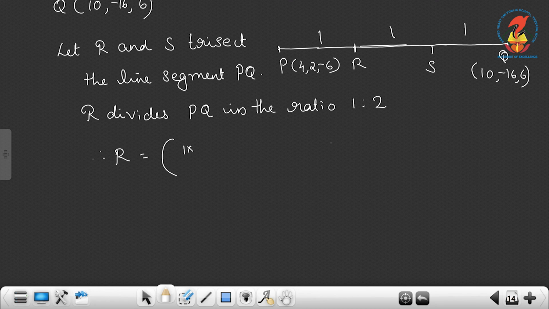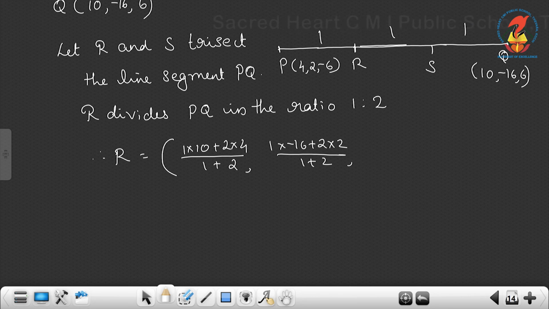Therefore R: (1 into 10 plus 2 into 4) by (1 plus 2). Then (1 into minus 16 plus 2 into 2) by (1 plus 2). Then (1 into 6 plus 2 into minus 6) by (1 plus 2). So what about the coordinates? 10 plus 8, 18 by 3, 6. Minus 16 plus 4, minus 12. Minus 12 by 3, minus 4. 6 minus 12 is minus 6 by 3, minus 2.